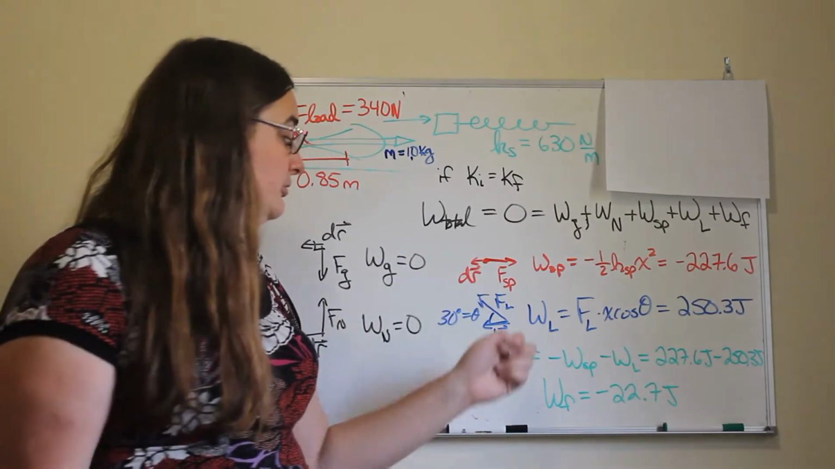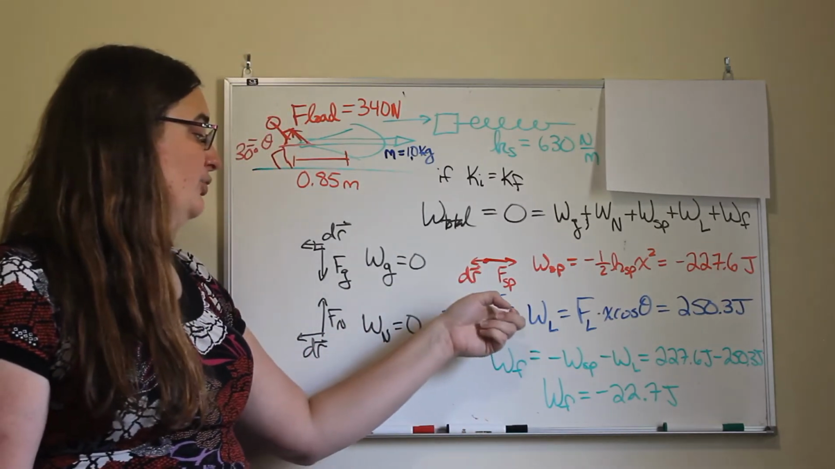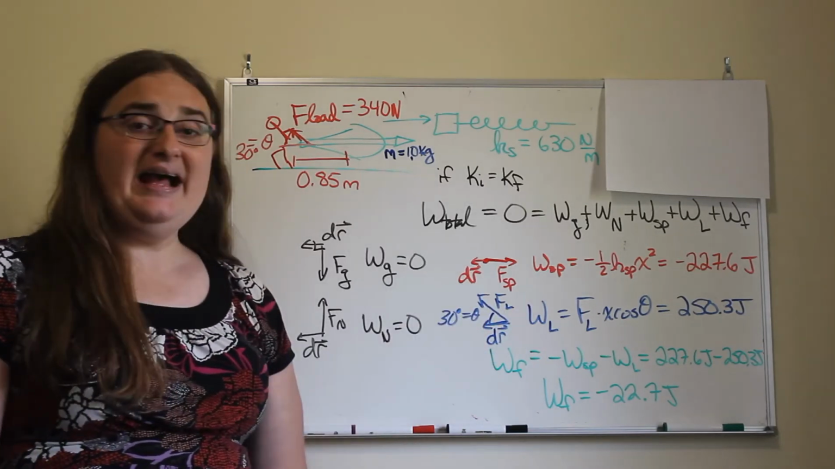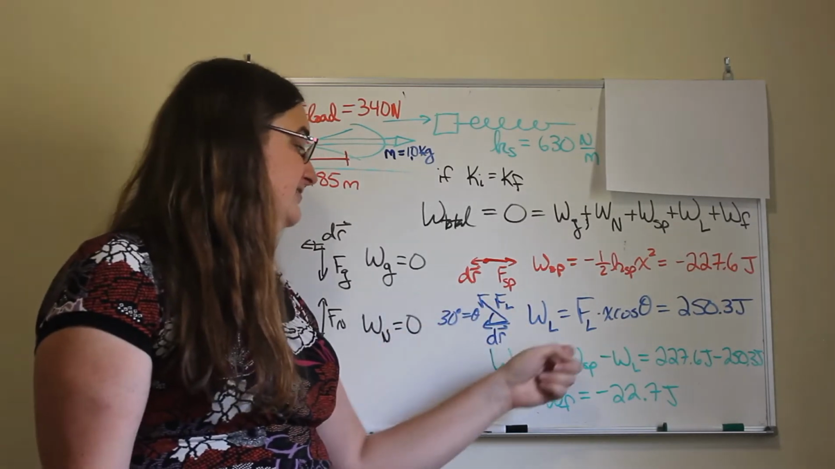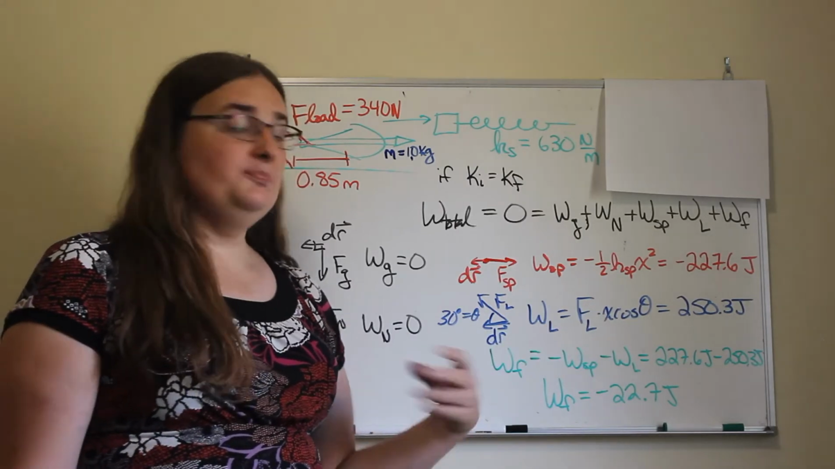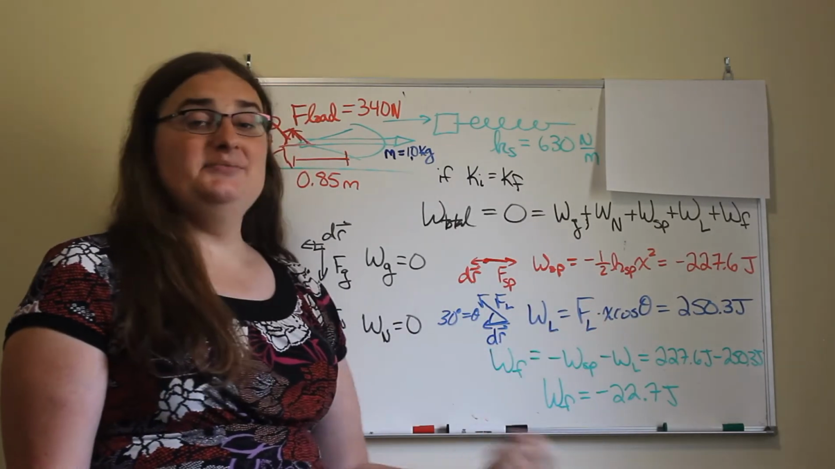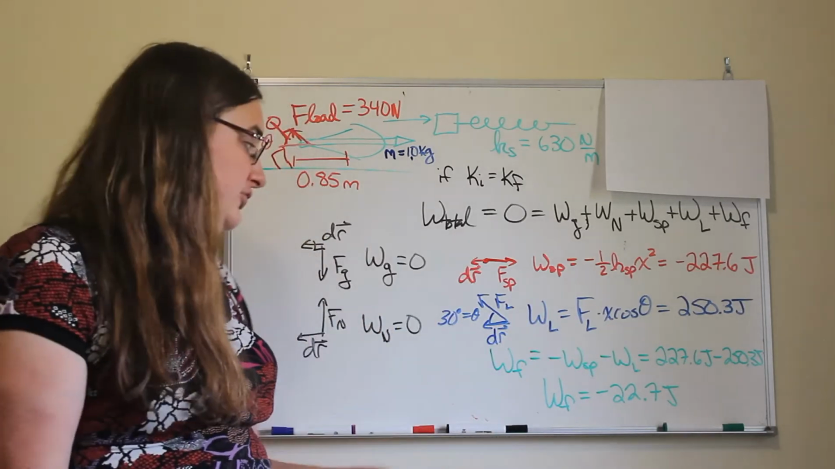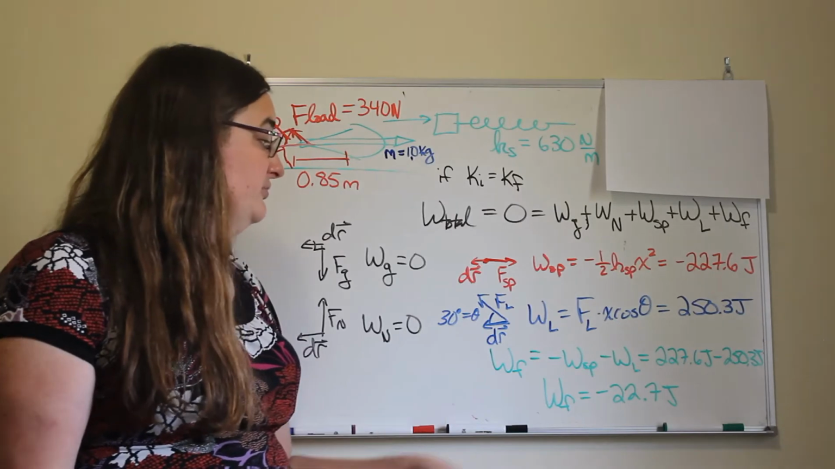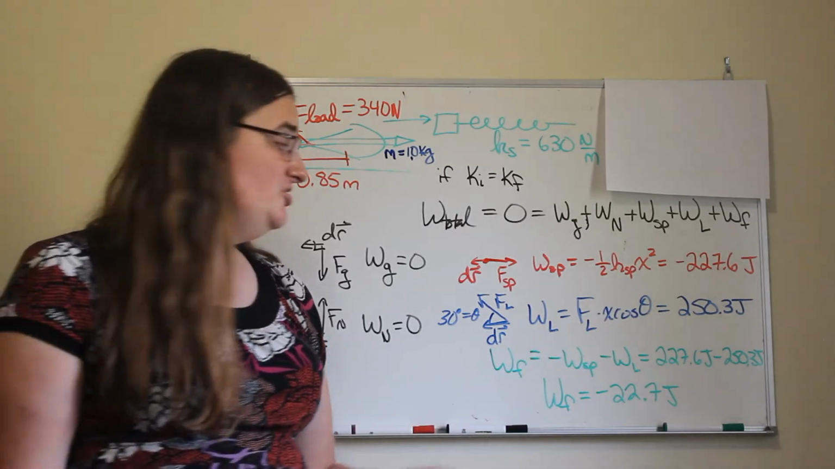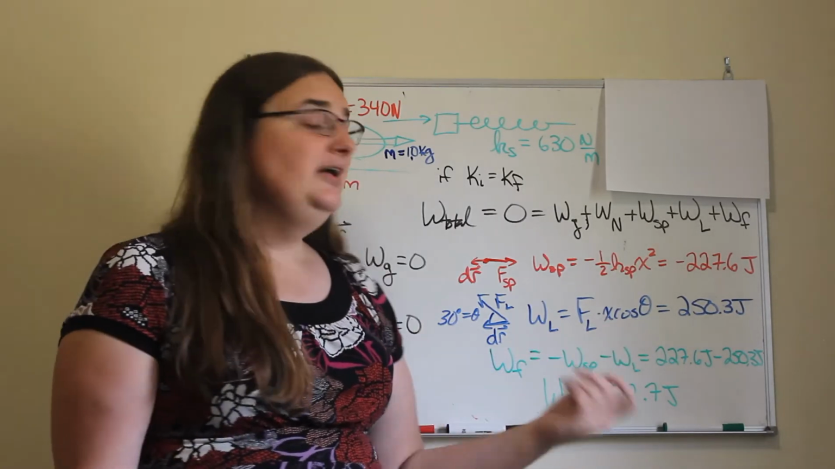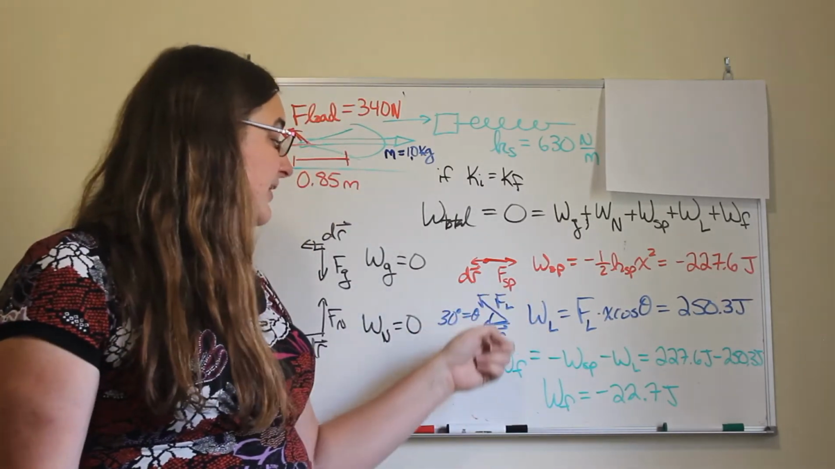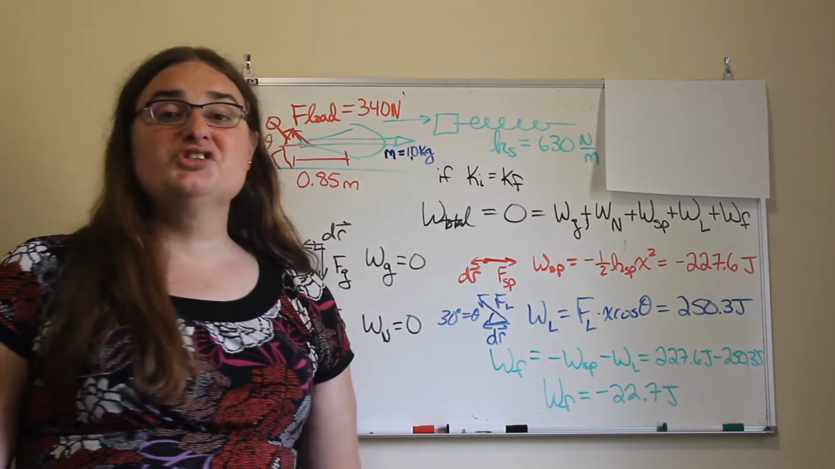Now, the loader, we said, is applying a constant force of 340 newtons at an angle of 30 degrees along the path. So if the force is constant, then the work would just be the size of the force times the distance traveled times the cosine of the angle between the two. So I have 340 newtons times 0.85 meters times the cosine of 30 degrees, which gives me 250.3 joules. And they're in mostly the same direction.